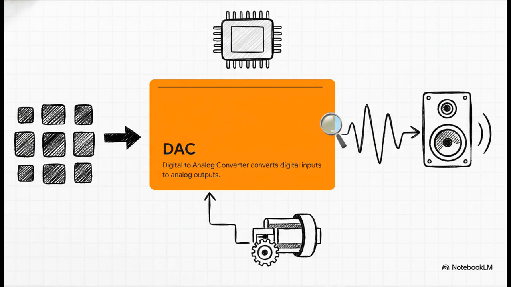Okay, now let's flip the script. What if the digital brain needs to create a real-world analog effect, like playing a song through an audio speaker? For that, we use a DAC, or digital-to-analog converter. The DAC takes the digital integers, the pure math produced by the processor, and translates them back outward, converting them into flowing analog signals that can physically drive things like AC motors or analog audio equipment.